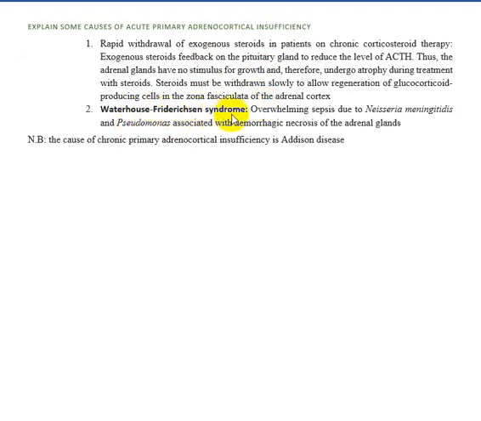Waterhouse-Friderichsen syndrome. I initially told you that it's a hemorrhage of the posterior abdominal wall, and that hemorrhage can be due to sepsis with Neisseria, associated with hemorrhagic necrosis of the adrenal gland. It can be due to a sepsis resulting in a burst of the arteries in the posterior abdominal wall, resulting from Neisseria meningitidis and Pseudomonas.